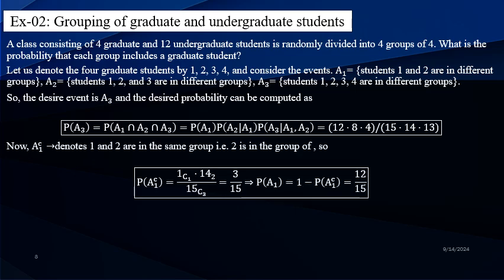If you are willing to compute the probability of A1, it says graduate students 1 and 2 are not in the same group, both are in different groups. That might be tricky. So in place of that, you can compute the probability of A1 complement. What does it say? 2 is in the group of 1. So what is the probability of A1 complement? There is a group of size 4, and one place is already taken by graduate student 1. Now the remaining 3 we have to fill. From how many students? 4 plus 12 is 16, and 1 has already been accommodated, so we fill from the 15 students.